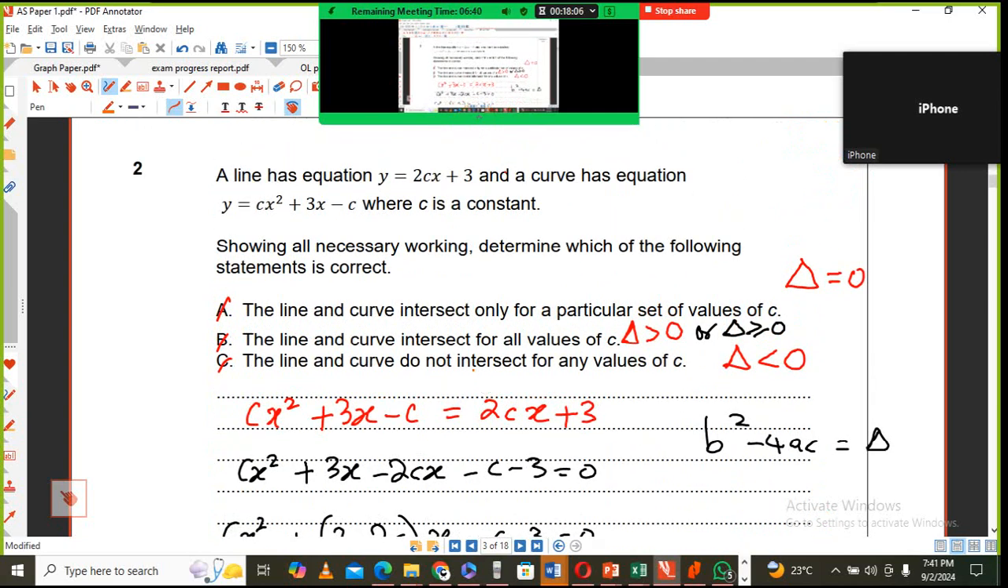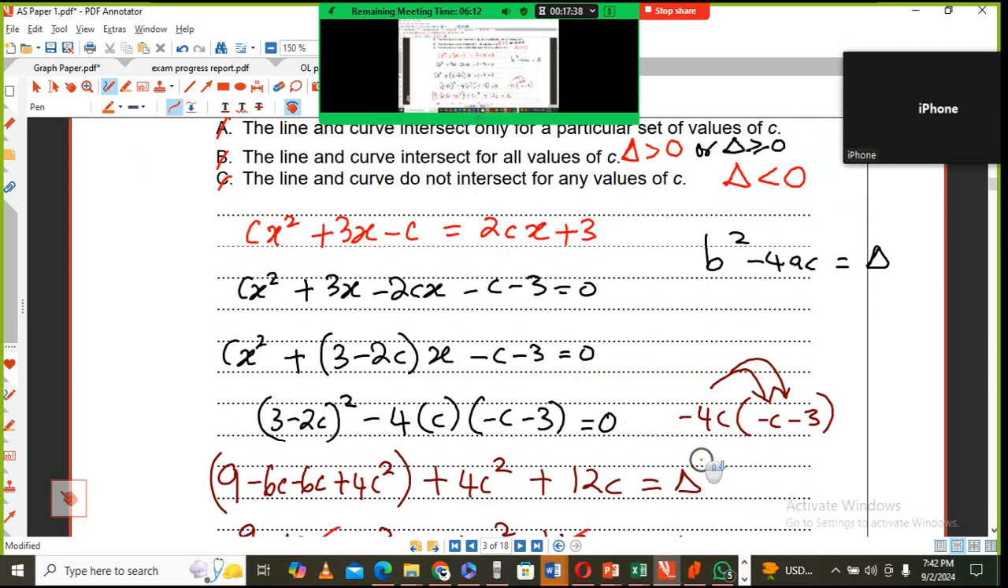This one at 2. Are you there? Okay. Yes, sir. Okay, so you have got a scenario. You have a line and then you have a curve. So this has to deal with discriminant. The first step that you normally do, you take the curve, you let it equal to the line, and you rewrite it so that it can be in standard form.